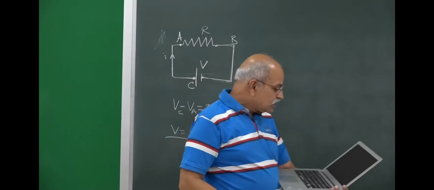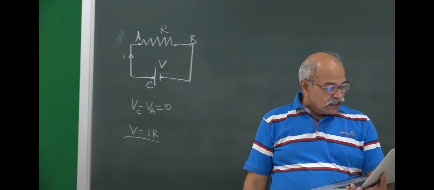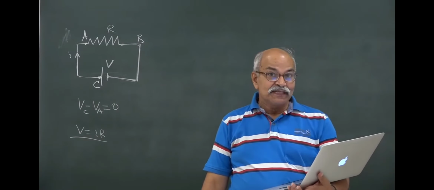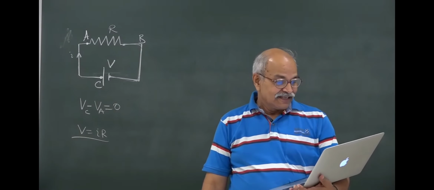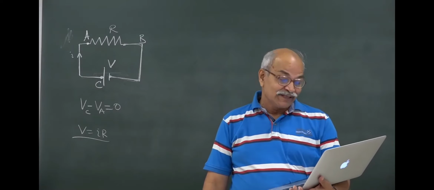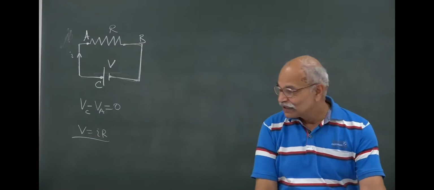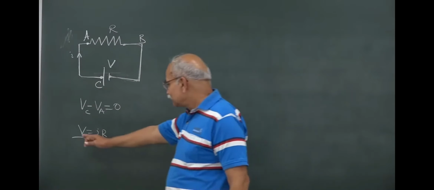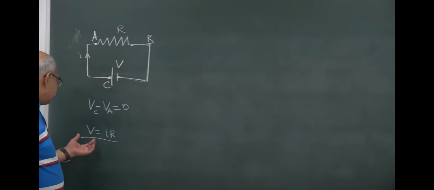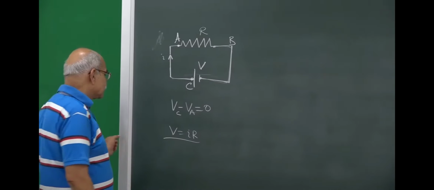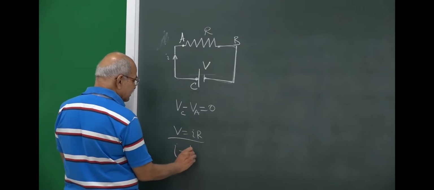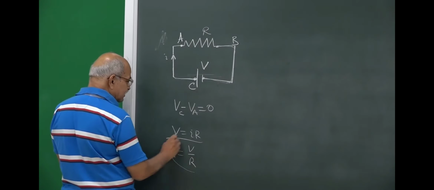So, his question is: in spite of 0 potential difference, a current flows between the two. Why? That is the question. In Ohm's law we have studied that if you have a potential difference, then the current will be there, and that current will be given by I equal to V by R.